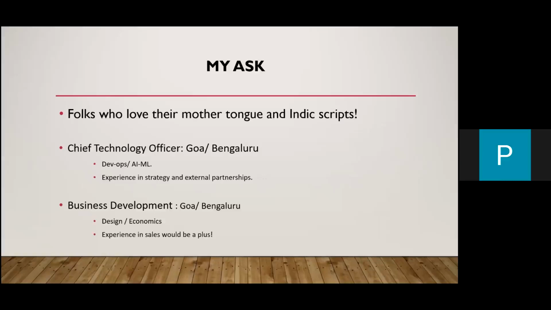We're looking for a chief technology officer, hopefully in Goa or Bengaluru, who has experience in DevOps, AI, ML on the cloud, and experience in strategy and external partnerships, because that's our immediate focus going forward. We're also going to look for somebody who's in business development to work with expanding our business with other partners.